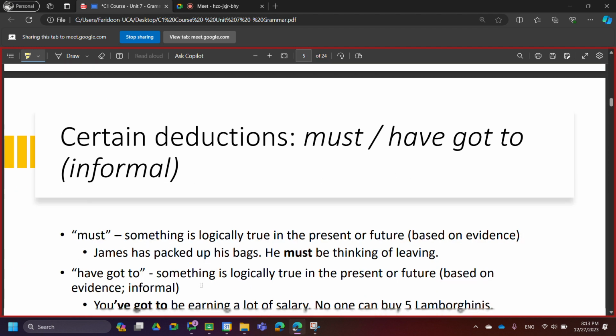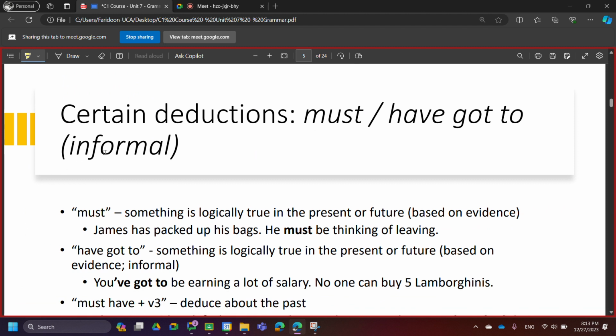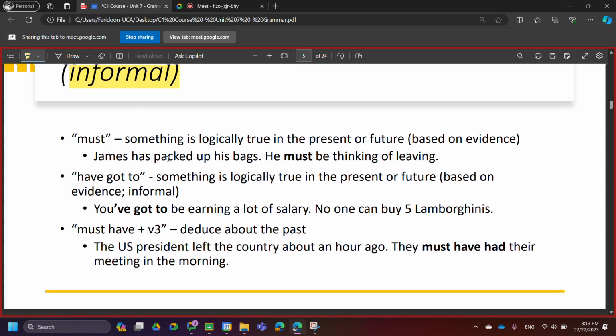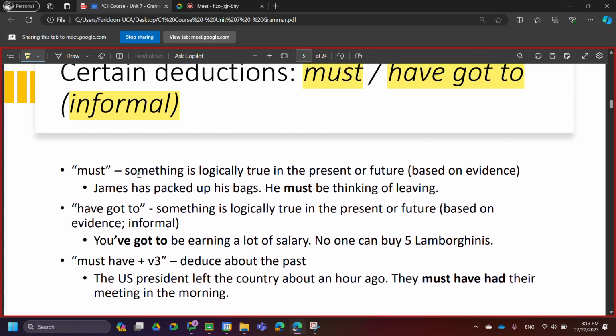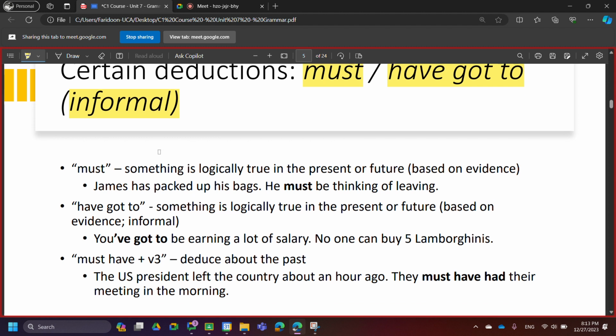Okay, continuing. So what about certain deductions? We use must, of course, and we can also use have got to, but just be careful, have got to will be a bit informal, okay? We use must when something is logically true in the present or in the future based on evidence. So deductions mostly need evidence, by the way. Okay, James has packed up his bags. He must be thinking of leaving.